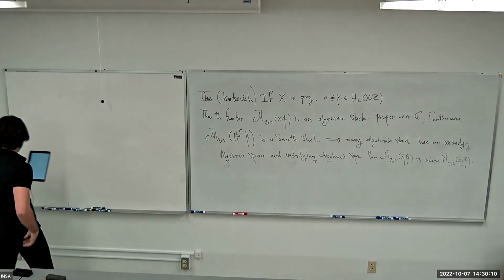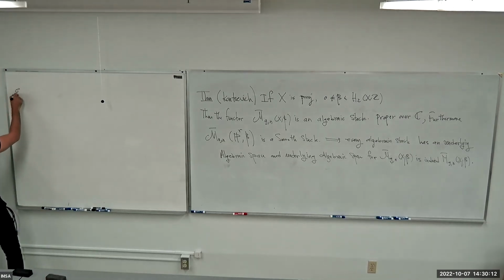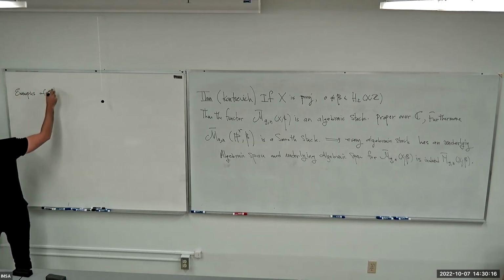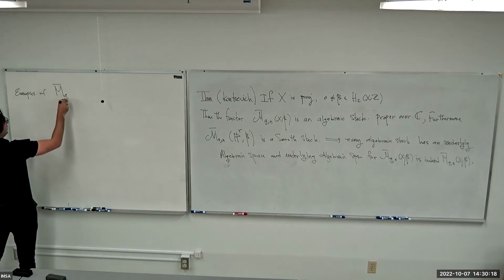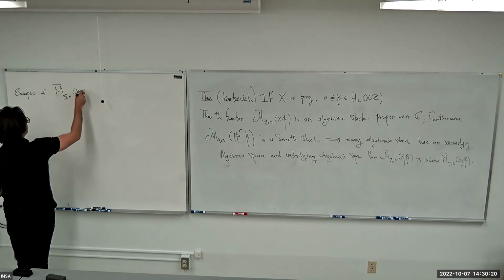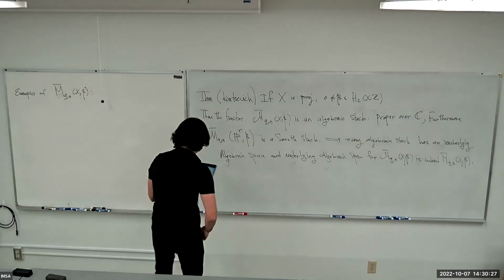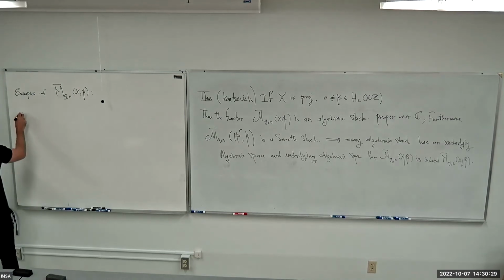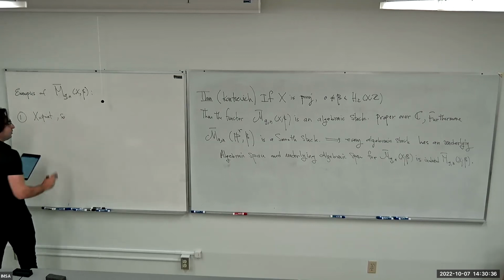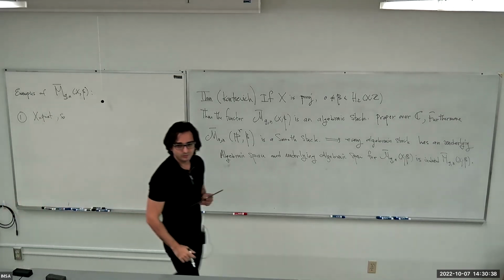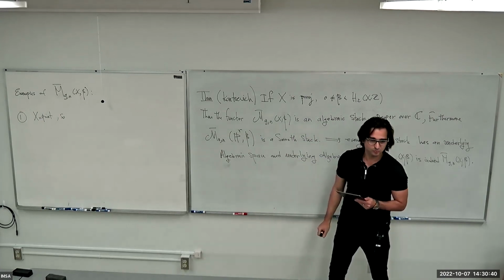Okay, so here is an example. Examples of straight M bar g,n of X, beta. One, let us pick X equal to a point. So you cannot map a curve with non-trivial homology class to a point, right?